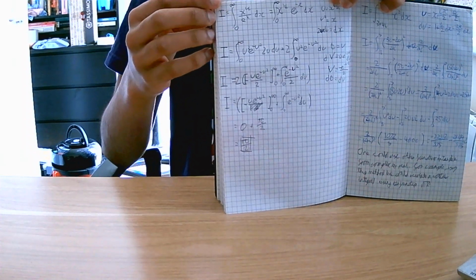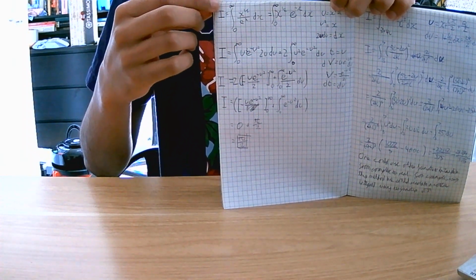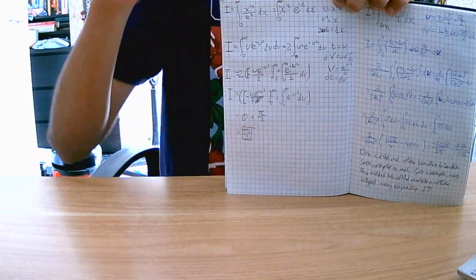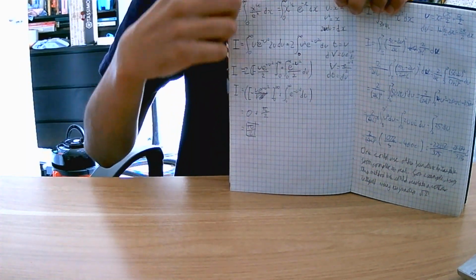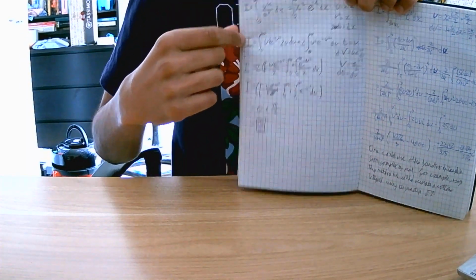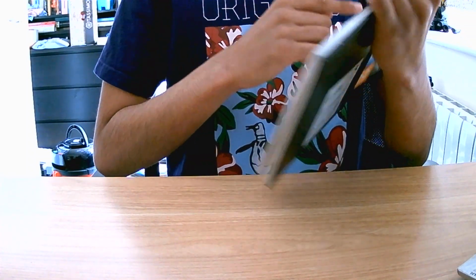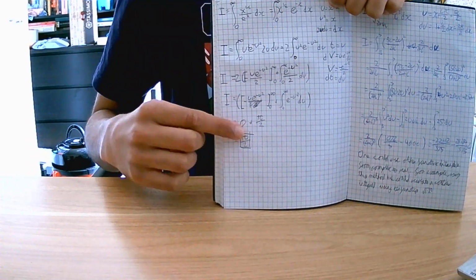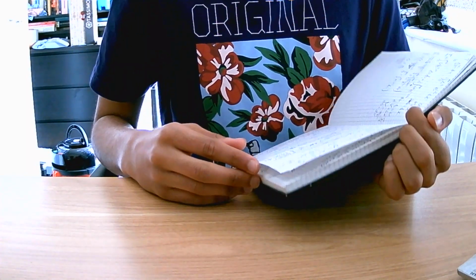Here's me proving the gamma function from earlier on in the book. Yeah, this is me proving the gamma function from earlier on in the book. I think I forgot to put the square root of pi in there, and I just said pi on 2.